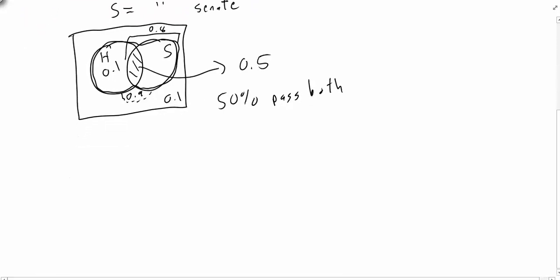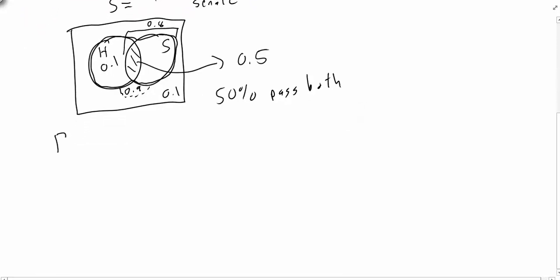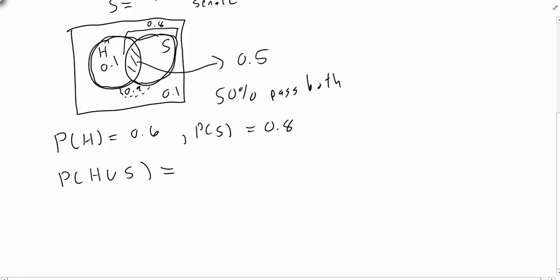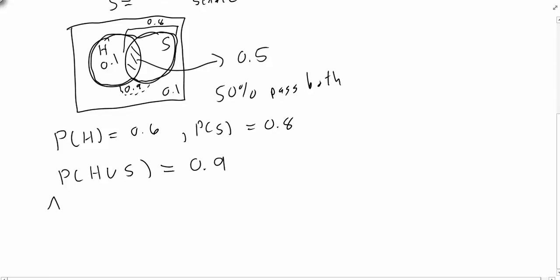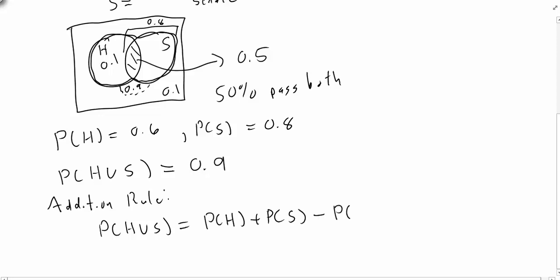Now for a more algebraic solution to this problem, what we could do is write out the given information, say that P of H is 0.6, P of S is 0.8, and the area represented by passing at least one of the two is given by the set theoretic operation of unions. The probability of H union S would be 0.9 here. Now we know from the addition rule that the probability of H union S is the probability of H plus the probability of S, but then minus the probability of H intersect S.